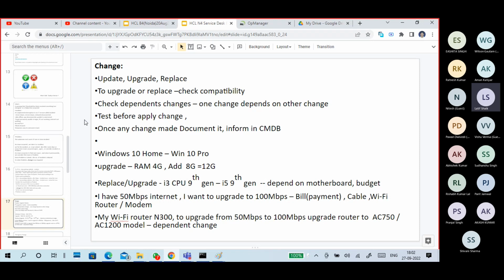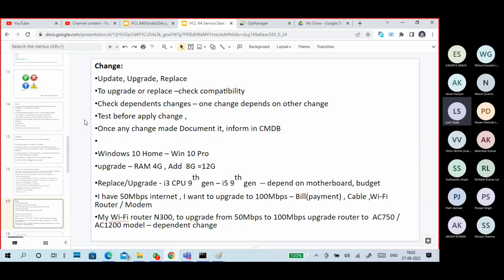I have a 50 Mbps connection and I want to change it to 100 Mbps. Dependent changes are required, because a small, normal router supports 50 Mbps, but for 100 Mbps we need a separate router. A router that supports 100 Mbps is required, cabling is required, and then payment is required. If you update, upgrade or replace, it comes under change management.